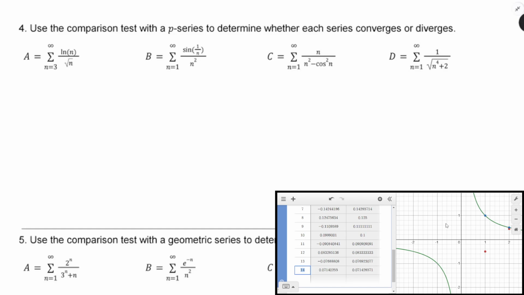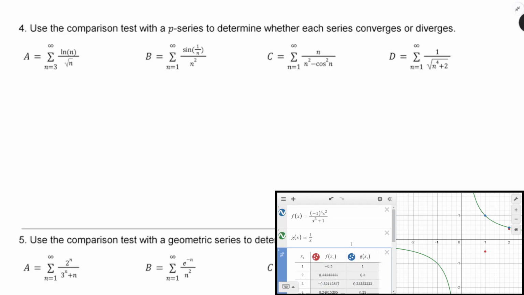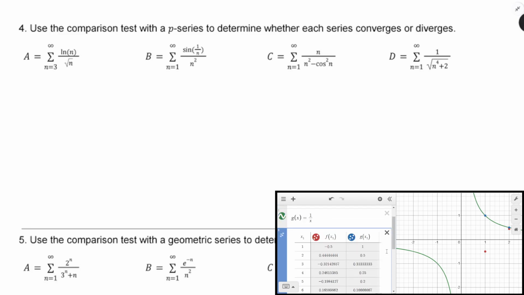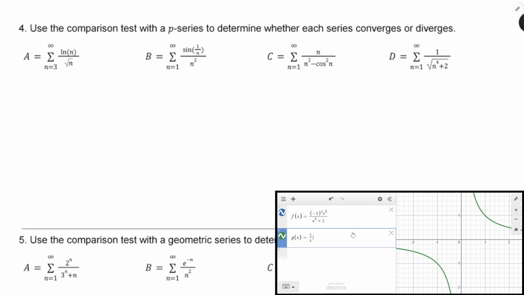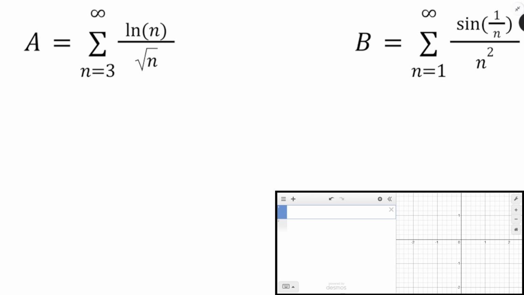All right, so use the comparison test with the p-series to determine whether each series converges or diverges. All right, the comparison test. And, okay, yeah, I am going to leave the graph on screen. I just don't need that table anymore. All right. All right, now this first one, we won't need the calculator at all for.